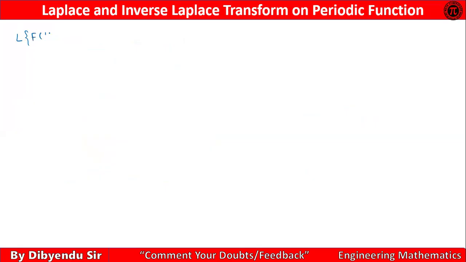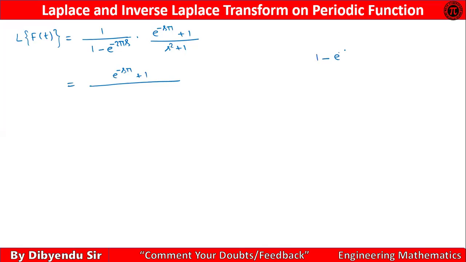Laplace of f of t equals 1 by 1 minus e to the power minus 2 pi s, into the value of the integration, which is e to the power minus s pi plus 1 divided by s square plus 1. Okay, now just simplify this. e to the power minus s pi plus 1 divided by... this is e to the power minus 2 pi s. So 1 minus e to the power minus 2 pi s.